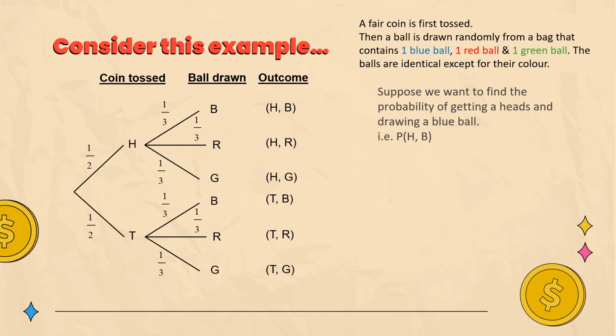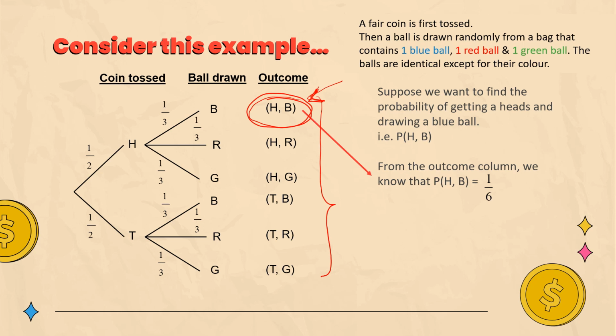So let's say I want to find the probability of getting heads and drawing a blue ball. That means we are trying to find the probability of HB, which is over here. Notice that there is a total of 6 different outcomes in this sample space. Since there is only one favorable outcome, HB over here, our probability should be 1 out of 6.